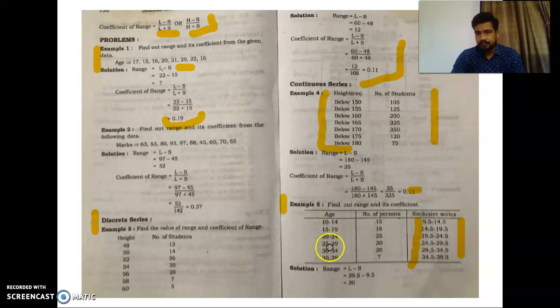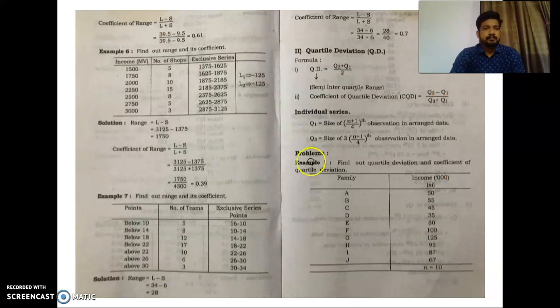So now this series is converted into an exclusive series, and this is the number of persons. Now for the range, the largest is 39.5 minus the smallest 9.5, so the answer is 30. Coefficient of range is 39.5 minus 9.5 divided by 39.5 plus 9.5, so it will be 0.61.